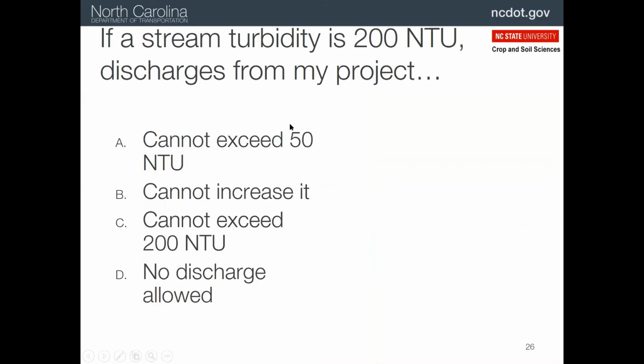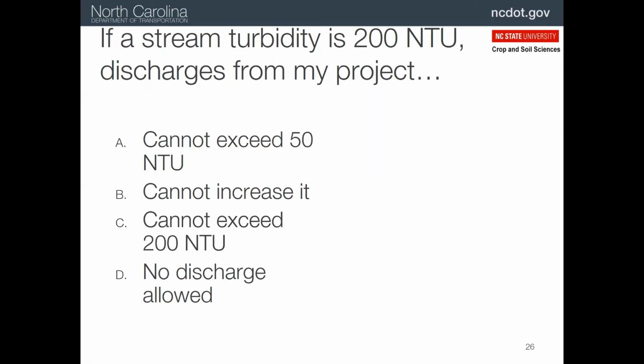All right, let's see if we've been paying attention here. If a stream turbidity is 200 NTUs and it's discharging, and I have discharges from my project going into that stream, what number does my discharge have to reach? So it can't exceed 50 NTUs. I just can't increase it. It cannot exceed 200 NTUs, or my discharge is just not allowed at all.